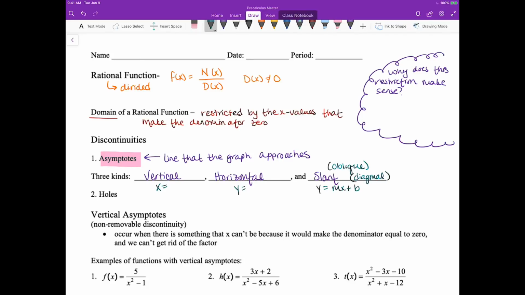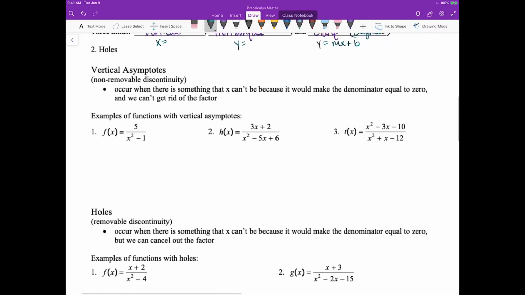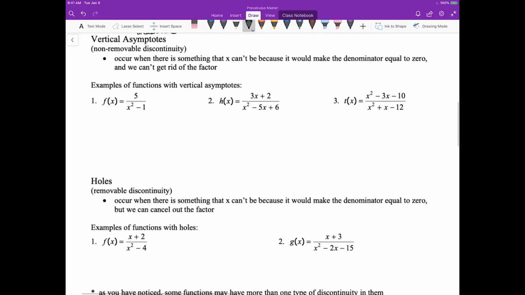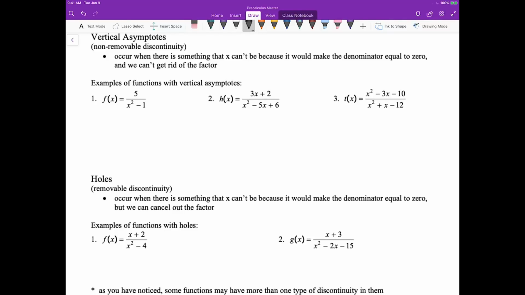So let's look down on this learning activity we have here, and we'll talk about this other discontinuity that is the hole. So we've got asymptotes and we've got holes, and that just means we'll see a break in the graph. So this break would be the hole in the graph. So a vertical asymptote is a non-removable discontinuity.